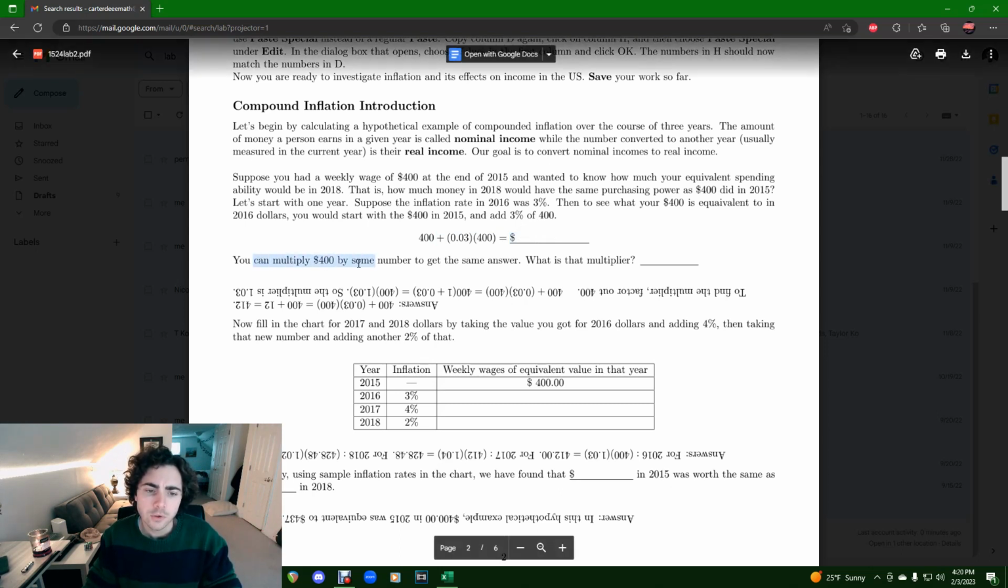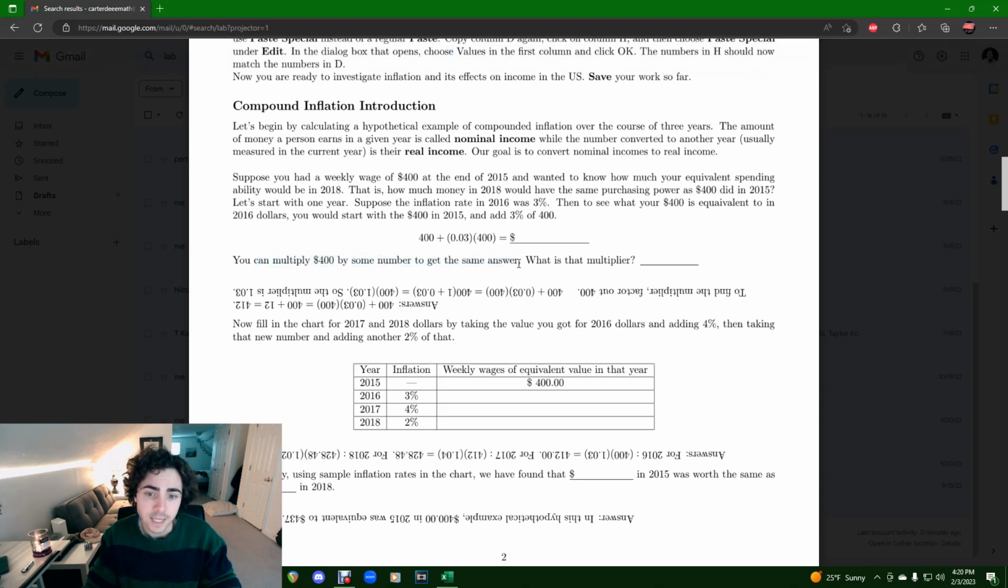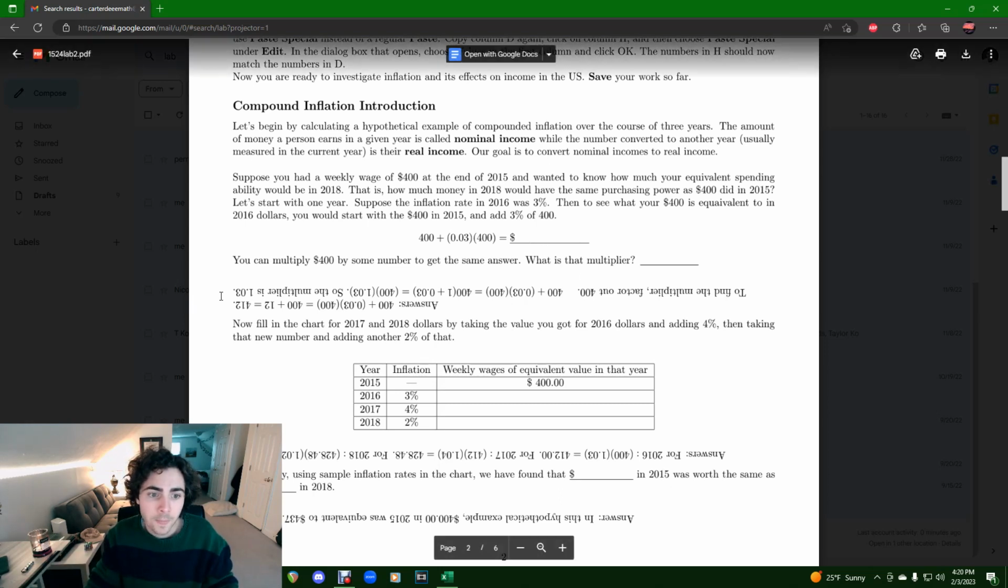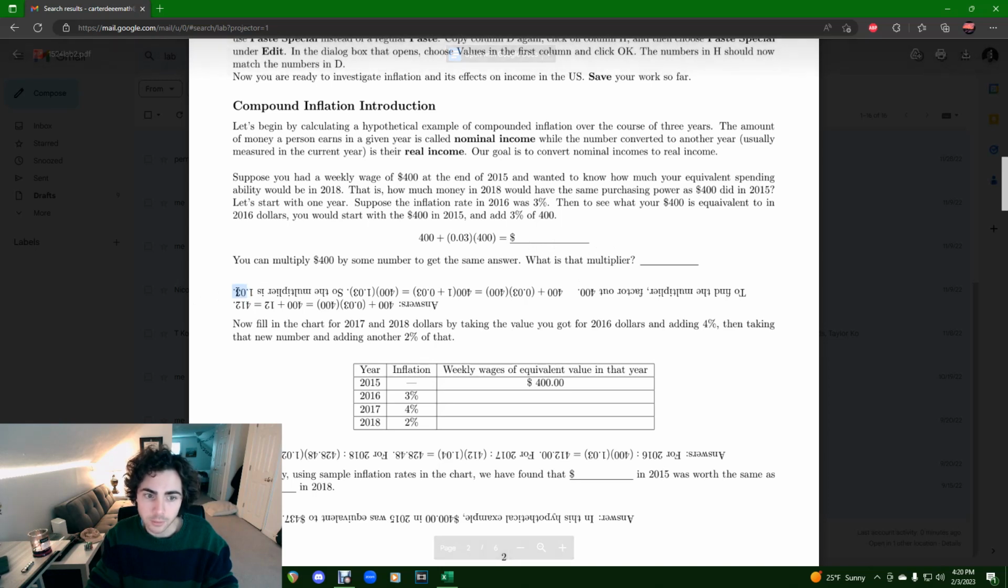So then they say you can multiply 400 by some number to get the same answer. So instead of doing 400 plus 0.03 times 400, what's an easy way to calculate this same thing by doing 400 times something? Well, if we have 1 400 plus 0.03 400ths, altogether we have 1.03 400ths. So that multiplier is 1.03.